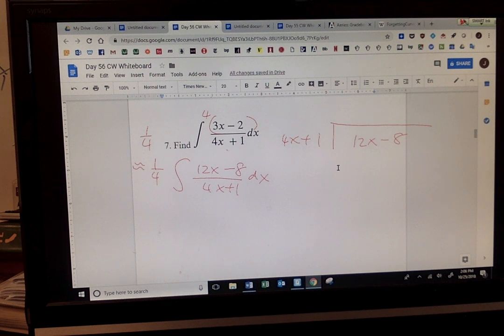4 goes into 12 how many times? 3. Careful. Switch signs. What's your remainder really? 3 minus 11. Negative 11, right? So I'm going to rewrite the problem. See if you're okay with it. Girls writing good notes. 1/4, big bracket, because the 1/4 applies to everything. A common error students make is they apply the 1/4 only to the first term. No, it's 1/4 times everything.